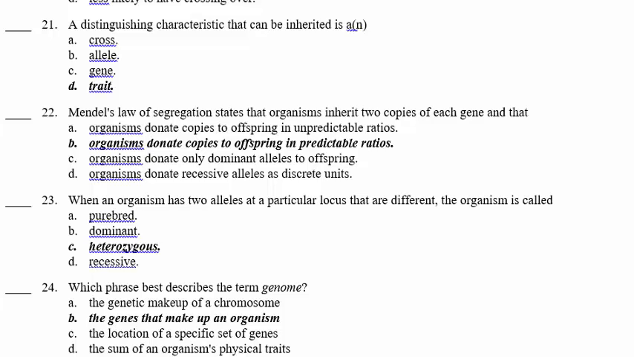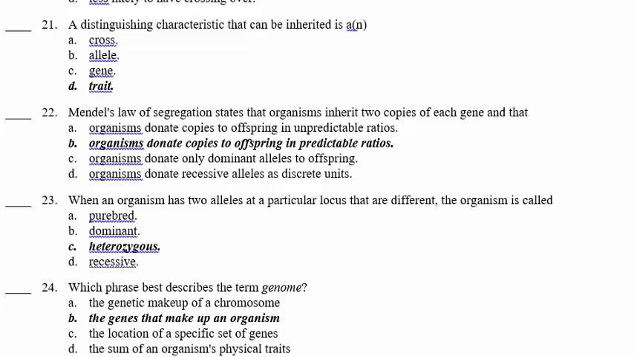Grade 10, this is part 2 of the answers for your fourth quarter revision questions. Number 21, a distinguishing characteristic that can be inherited is a trait. Of course, any characteristic that you inherit is called a trait.